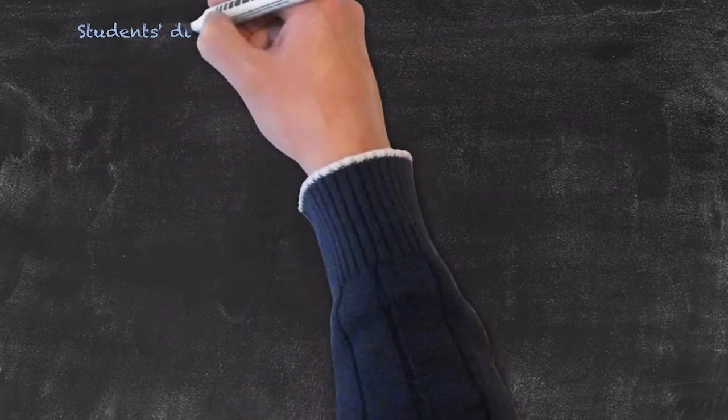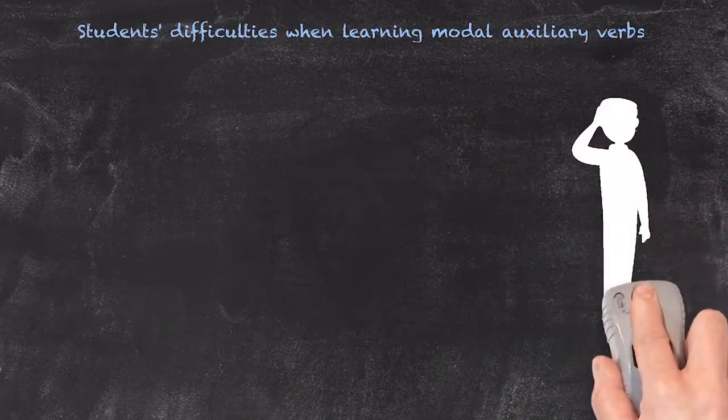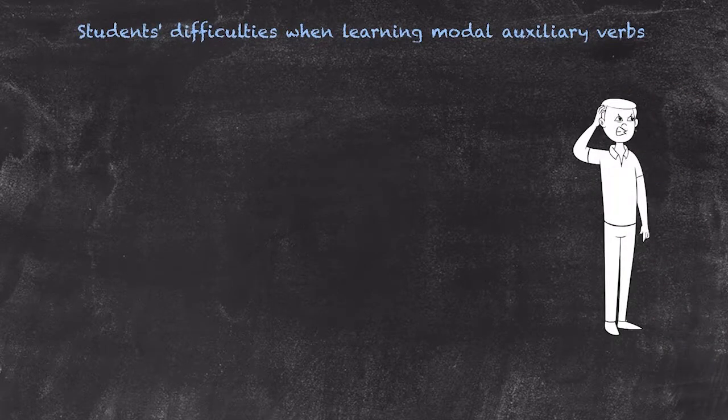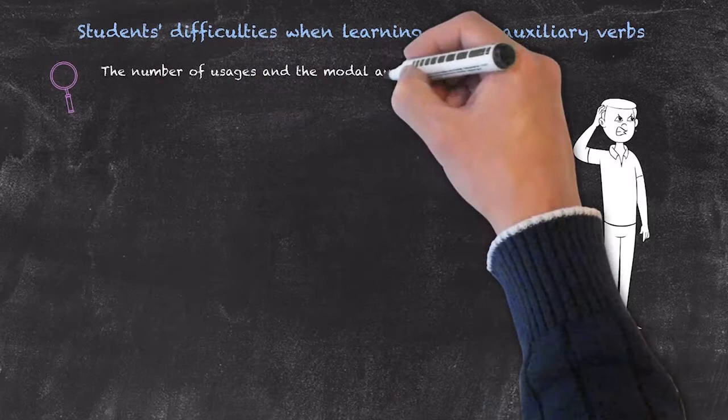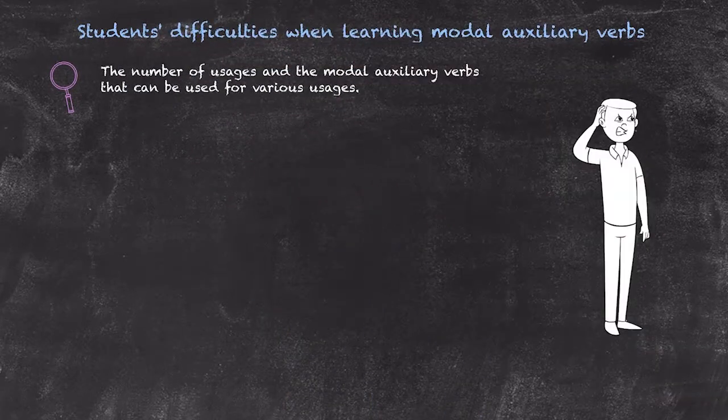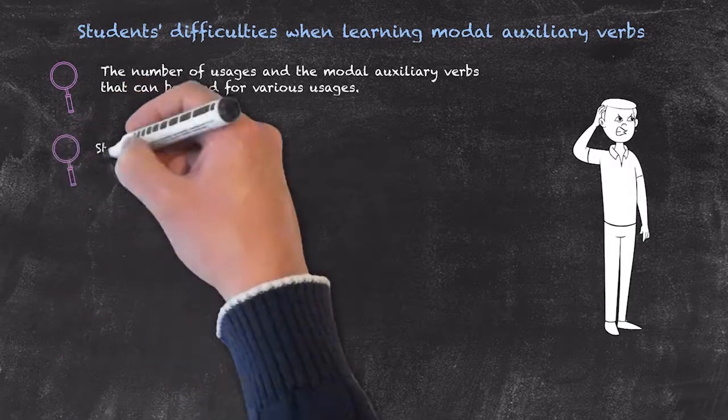Let's now have a look at difficulties that students have when learning modal auxiliary verbs. They present specific problems for both teachers and learners, quite apart from the numerous difficulties associated with the myriad of usages that there are, and the combination of which modal verbs can be used for which usage. There are difficulties also with the structure of sentences, for example, forming a negative.